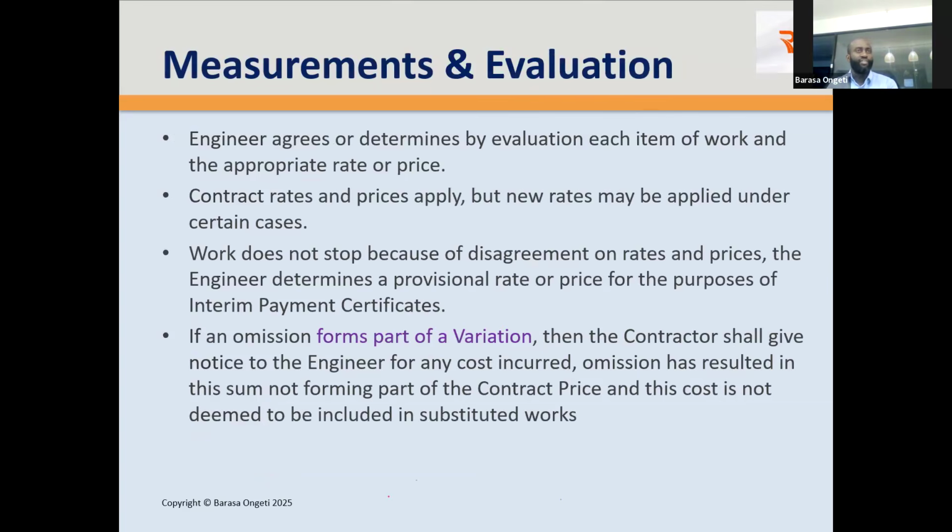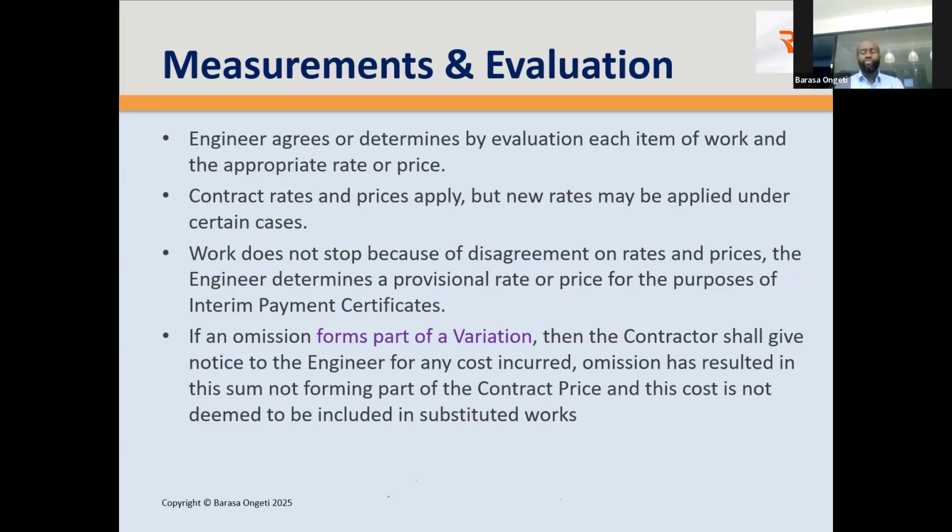Now, the engineer agrees or determines by evaluation of each item of work by the appropriate rate of price, which is indicated in the bill of quantities, okay? Now, contract rates and prices apply, and new rates may be applied under certain cases. Work does not stop because you've disagreed on the rates and prices. It's clearly stated. So the contractor cannot say, hey, I'll not work until you agree on this rate. No, the work does not stop. You must proceed. It's clearly written in the contract.